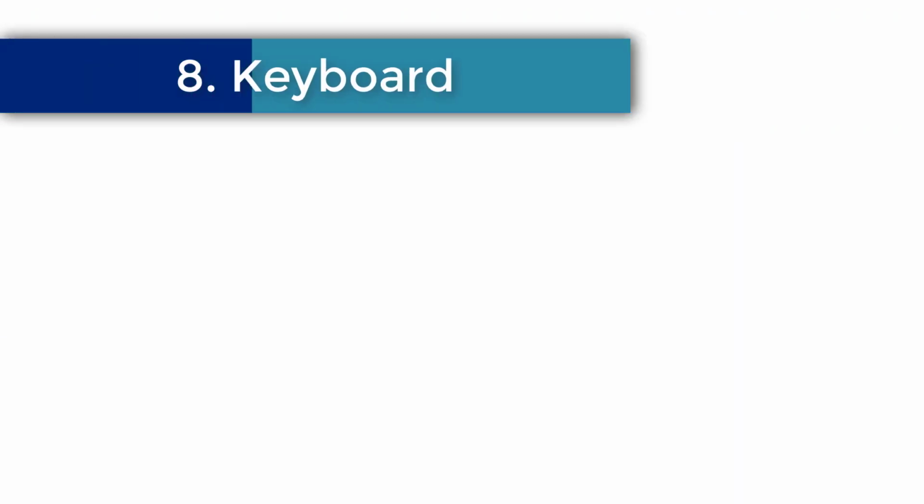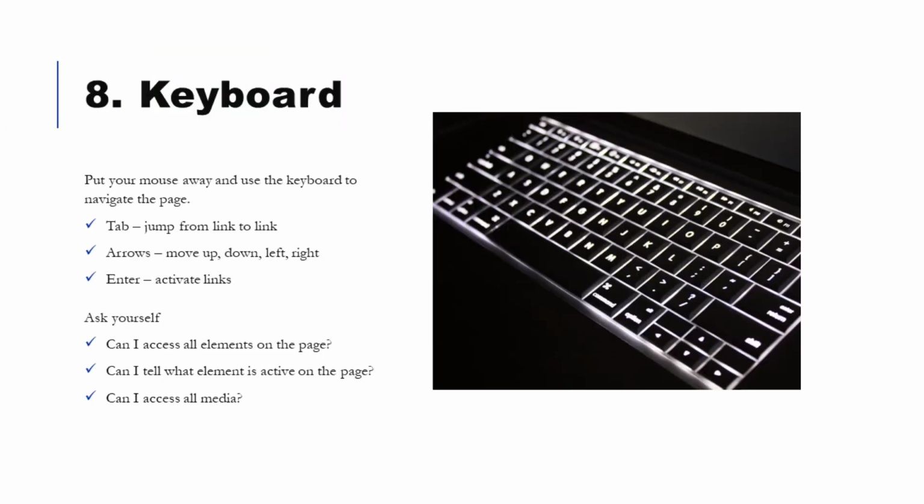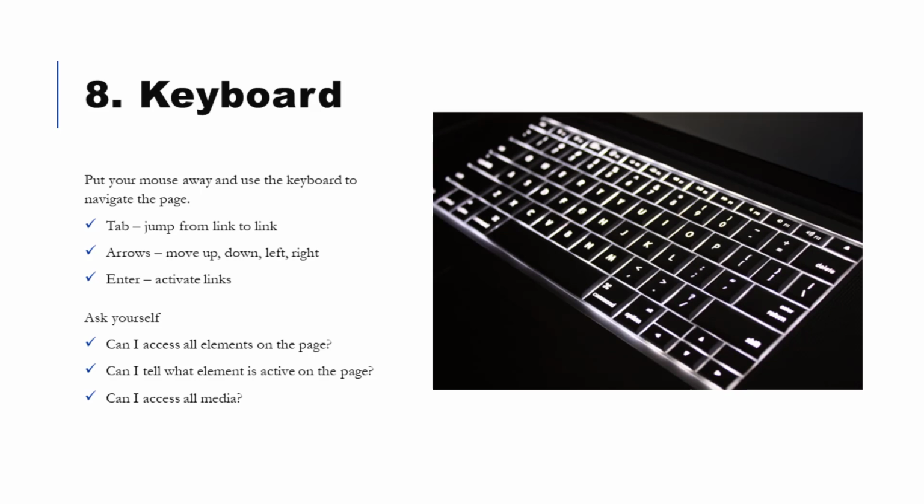Number 8, keyboard. Your keyboard is an excellent tool for testing accessibility. If you can't access something, that's a clue that there's an accessibility issue that needs to be reviewed. So put your mouse away and use the keyboard to navigate the page. Use the tab key to jump from link to link. Use the arrow keys to move up, down, left, or right. Use the enter key to activate those links.